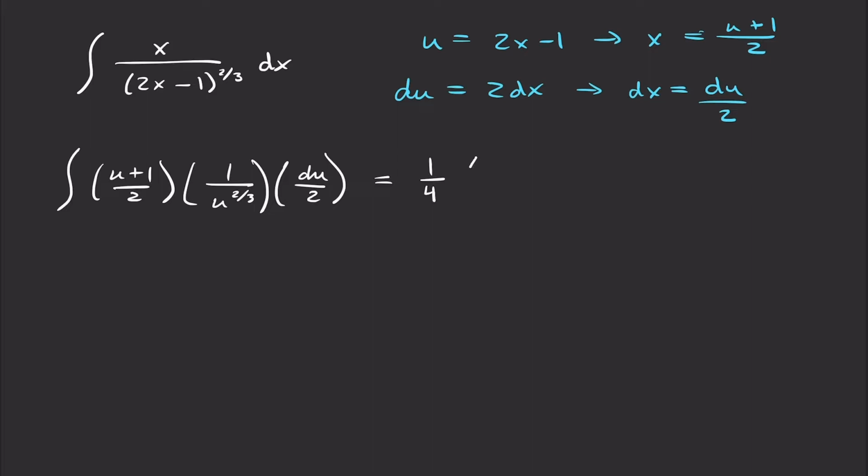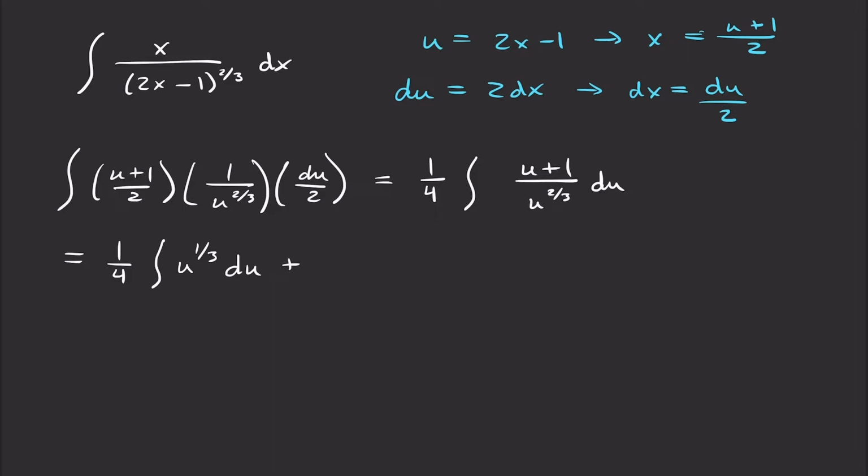This is going to be 1/4 the integral of (u plus 1) over u to the 2/3 times du. And so I can break this up into two different integrals. And so I'll get 1/4 of u over u to the 2/3, and that's going to give me, we're going to subtract, so that will be u to the 1/3 du. So u to the 3/3 minus 2/3 is u to the 1/3.